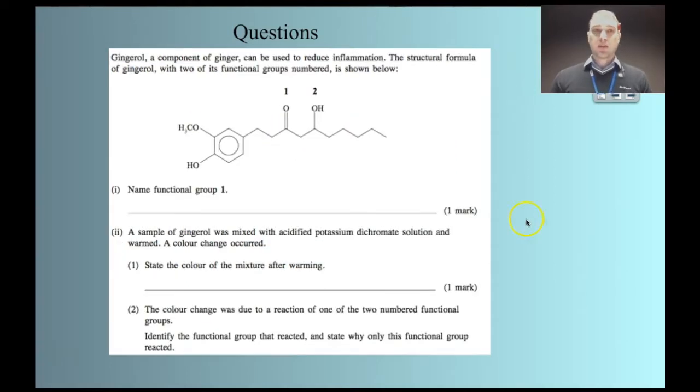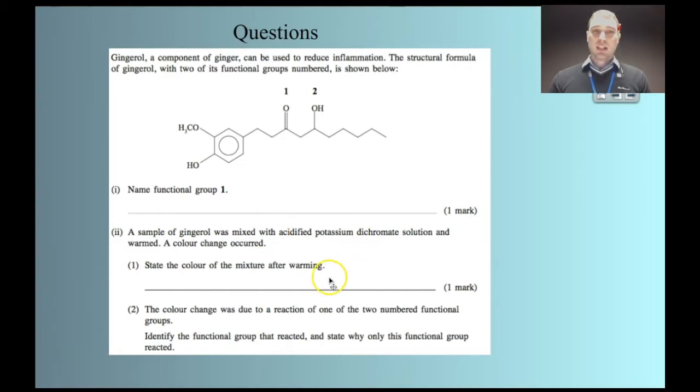Here's another few questions. So gingerol, component of ginger, can be used to reduce inflammation. Here's the structural formula. Name functional group 1. So we have a carbonyl group. It's in the middle of a chain, so that makes this a ketone group. So it's a carbonyl group, but it's a ketone.